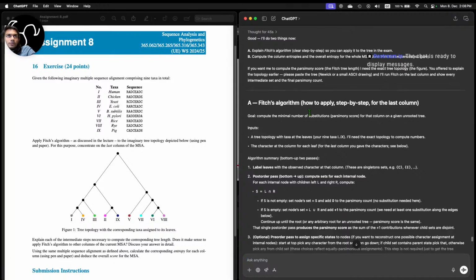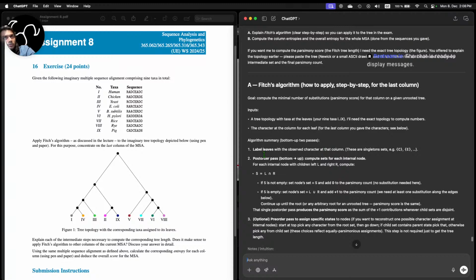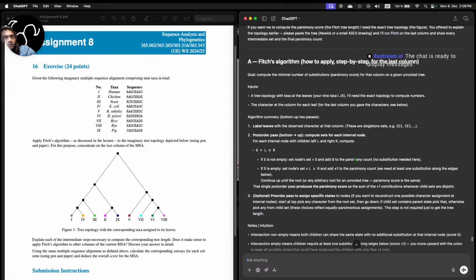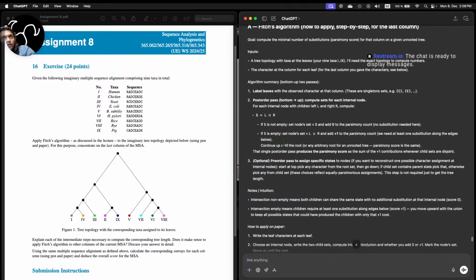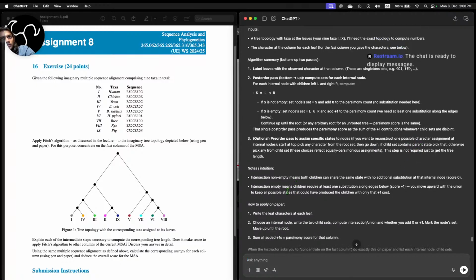Fitch's algorithm, how to apply step by step. For the last column, compute the minimal number of substitutions for the column on a given unrooted tree. Input a tree topology with taxa. Algorithm summary: label leaves with the observed character. Post-order pass: compute sets at the internal nodes. If the intersection is not empty, the set is the intersection; otherwise it is the union, and add one substitution. Optional pre-order pass to assign specific states to the nodes if you want to reconstruct one possible character assignment. Intersection non-empty means both children can share the same state with no additional substitution.